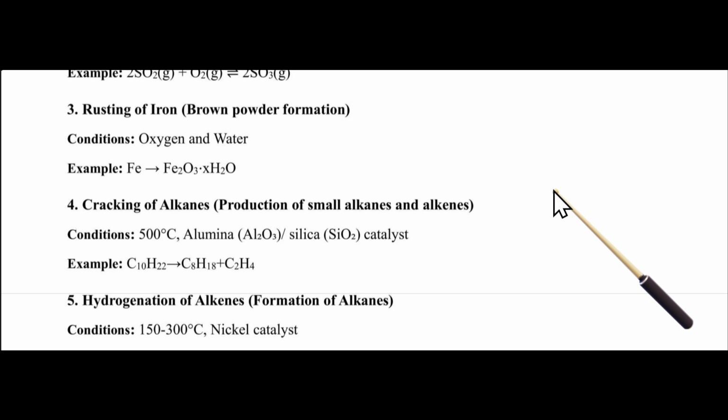So cracking actually involves high temperature. When you give the high temperature in the presence of an alumina or silica catalyst, these are the two catalysts. Any one catalyst you can write in the exam. And then you can crack the bigger molecule of the alkanes into the smaller ones, which you can see over here in the example. So what are the conditions for cracking? It's the high temperature, 500 degrees Celsius, and a catalyst that can be alumina or silica.